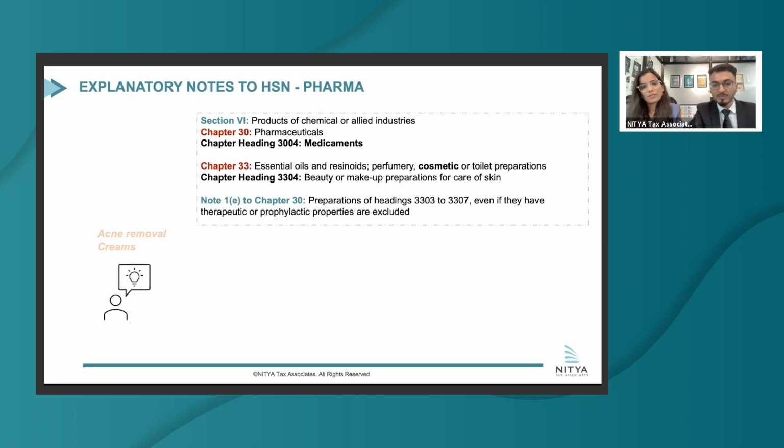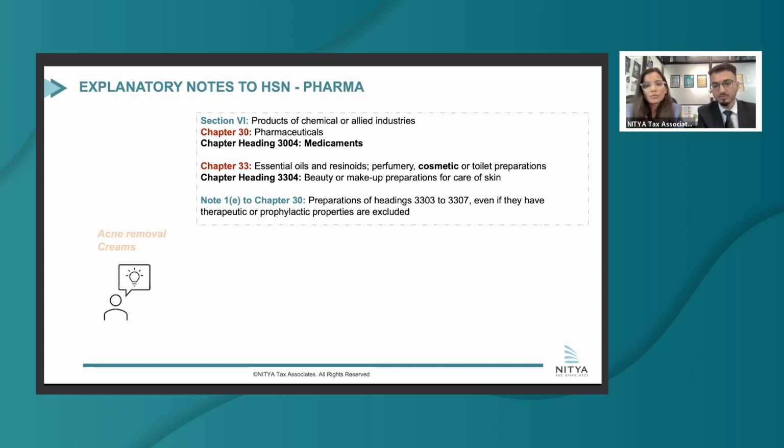And Chapter Note 1(e) to Chapter 30 provides that preparations of heading 3303 that covers beauty products are excluded from Chapter 30 if they have some therapeutic or prophylactic properties. That means if your acne removal creams have a property to cure the skin, they have some properties to prevent you from any disease or can improve your skin, then it will be excluded from Chapter 30.